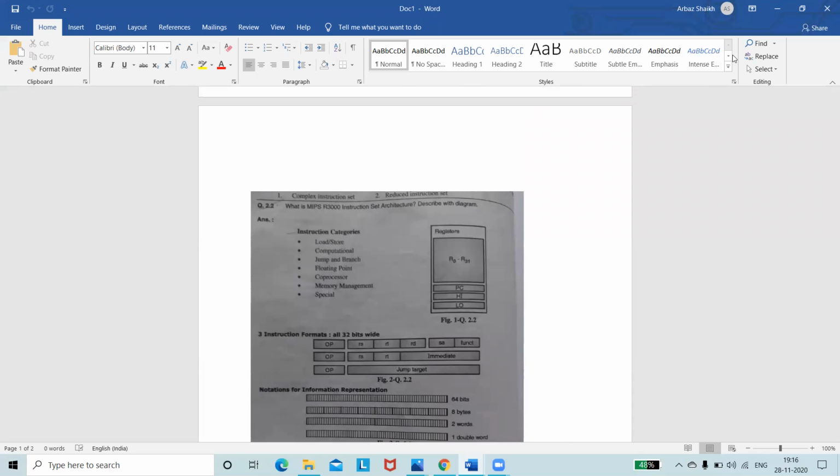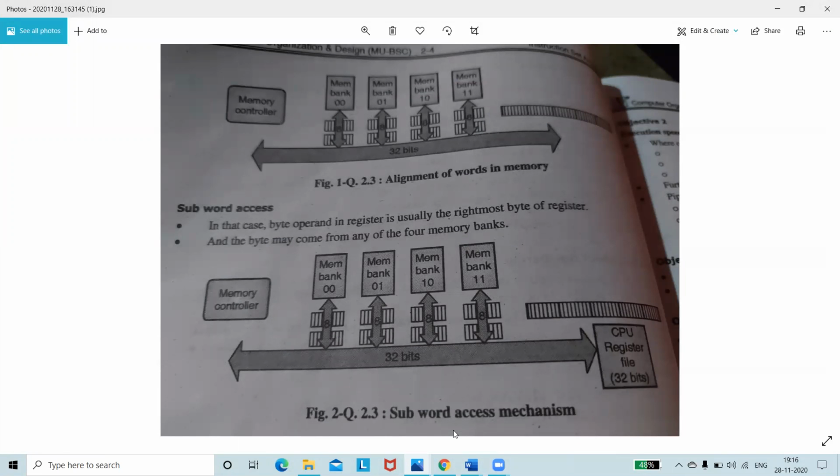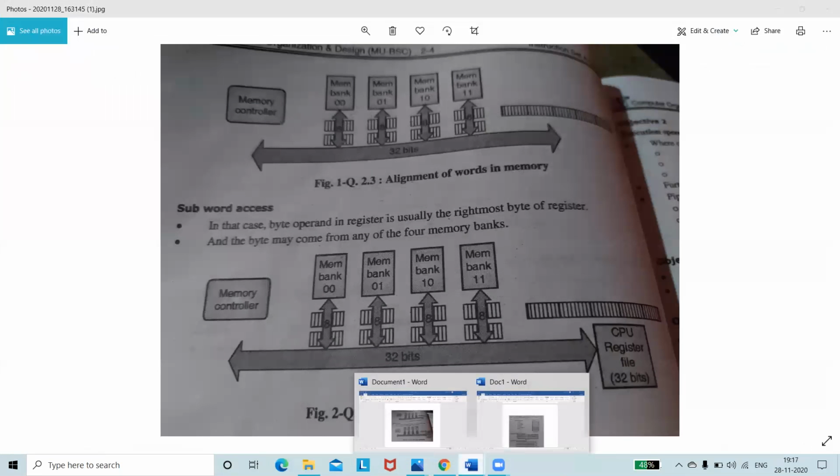Just 1 minute. We require the memory organization here. Memory organization we require. So in memory organization, क्या होगा उसमें location, we require capacity, then unit of transfer, access method, performance, physical type, characteristic, and organization. So what is memory hierarchy? Okay, so first we have to know about the hierarchy of memory.